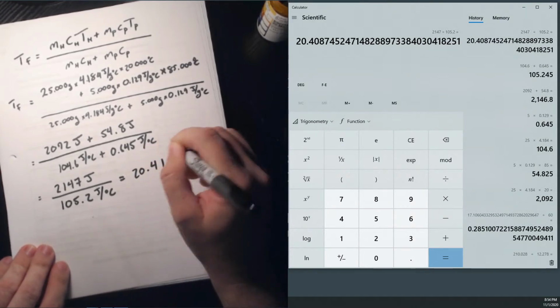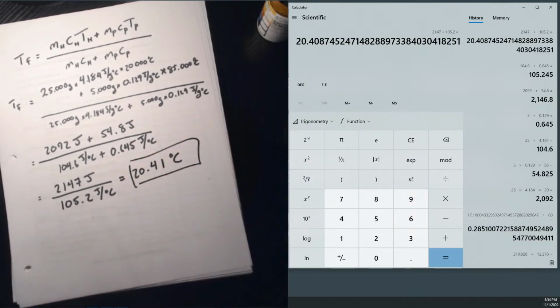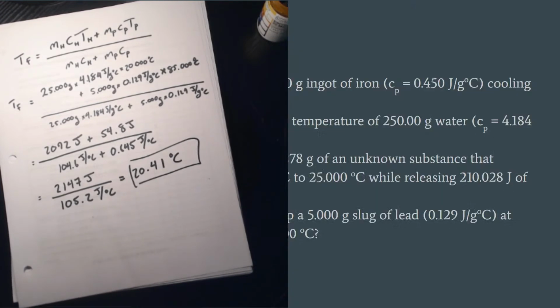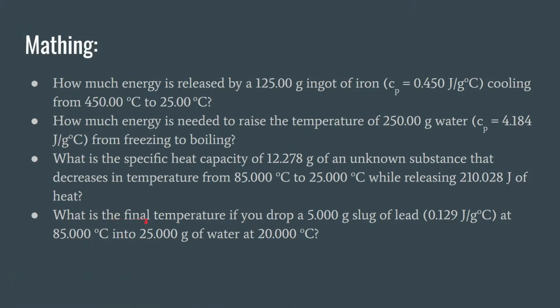20.41 degrees Celsius. All right. Does this answer make sense? That is really, really close to the initial temperature of the water. It's very, very far from the initial temperature of the lead. Okay. Does it make sense?